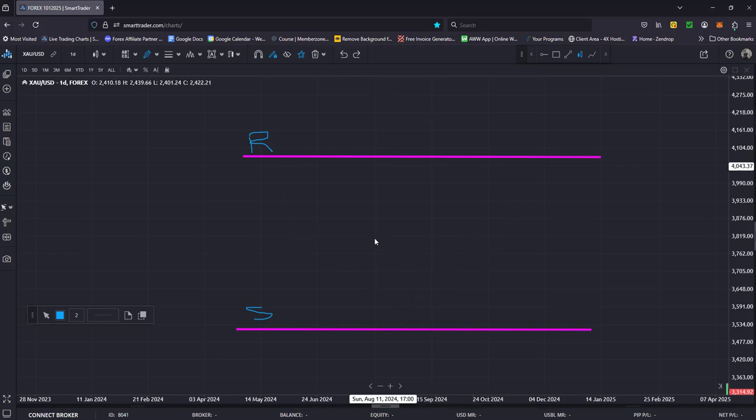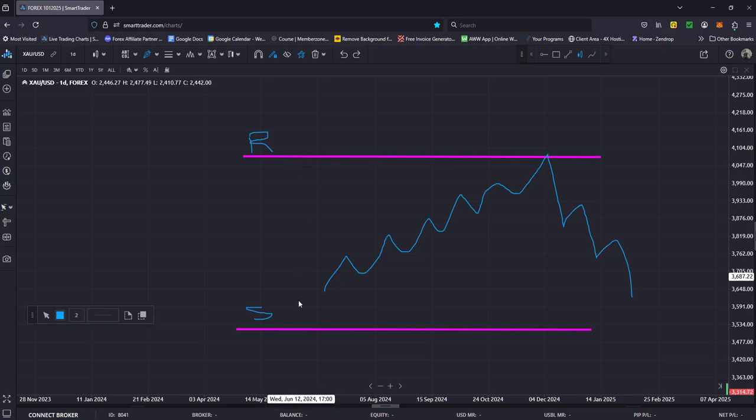Resistance would be the opposite. If we had the market rallying or going up, the market will come to a resistance area, and then all of a sudden the market will start to fall. So a resistance area pushes the market down. It's an area that prevents the market from going up any further. The easiest way to think about these two concepts are a floor and a ceiling.